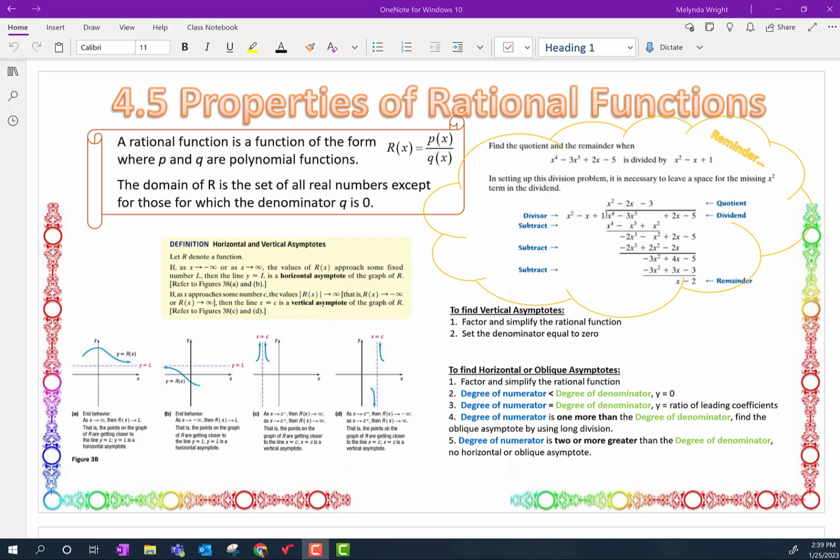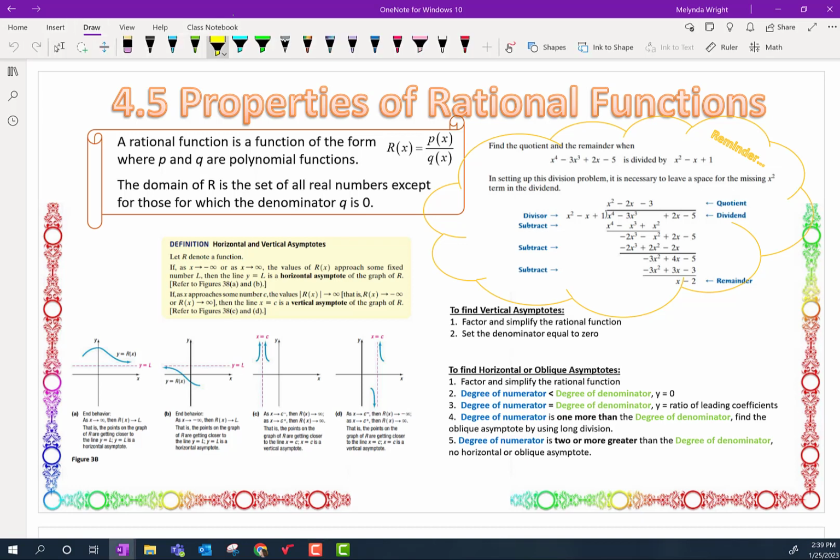All right, let's take a look at today's lesson. We're going to be looking at our properties of rational functions. Let's first of all remind ourselves what is a rational function. Let's start there. So here we go.